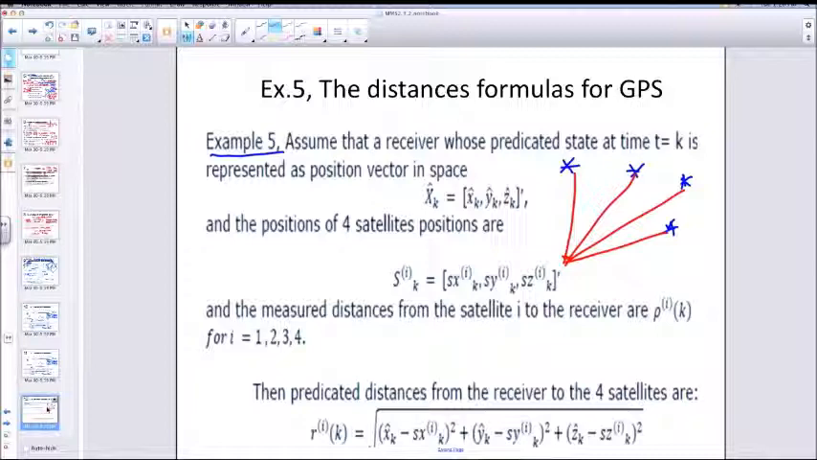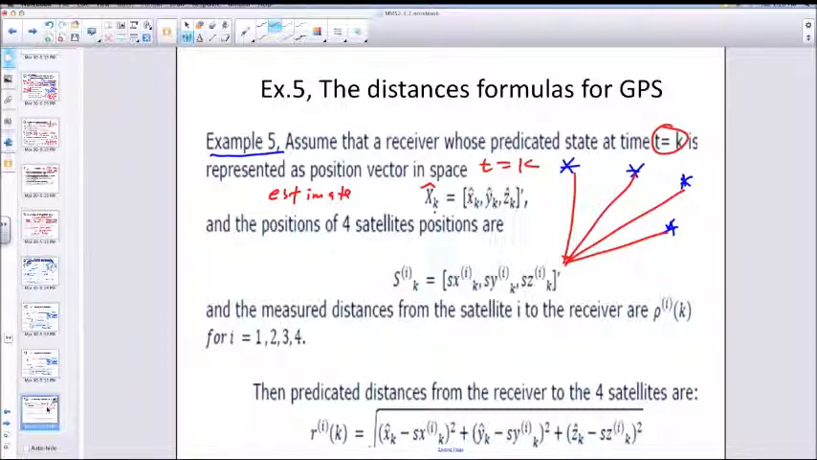Let me give you the meaning of the notation. This X, put a little hat on the top. That little hat is just to tell you it's an estimate. K is the t equal k, the time step k. Well, the X in space has 3 components: east, north, upward, right? That's why you have X, Y, Z.